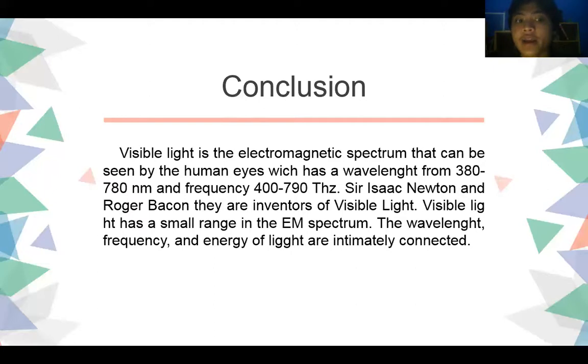Visible light has a small range in the EM spectrum. The wavelength, frequency, and energy of light are intimately connected. That is the conclusion about visible light.